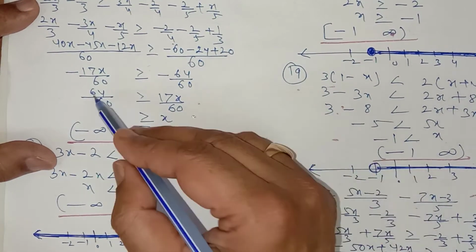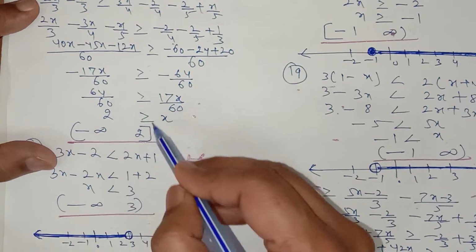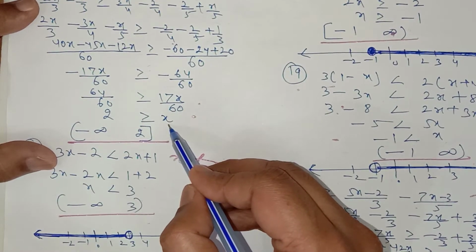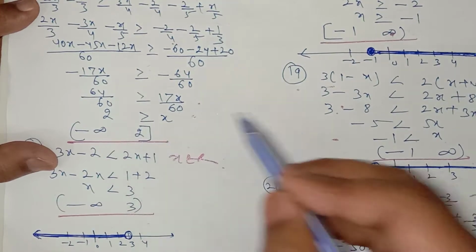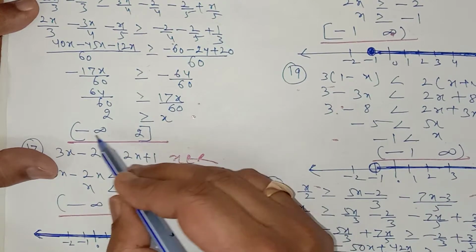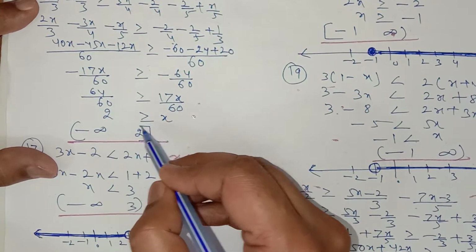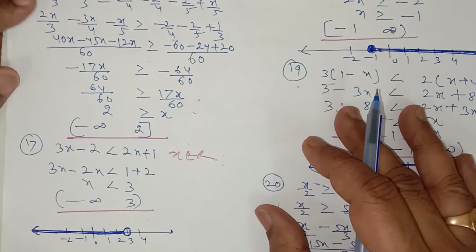So x will be 64 into 60 upon 60 into 17. So x will be less than equal to 2. So it will be towards the negative infinity. Less than 2 means towards the negative infinity. 2 up to minus infinity, because the equal sign is there, the closed interval will be there.